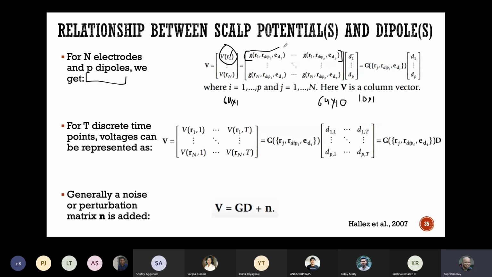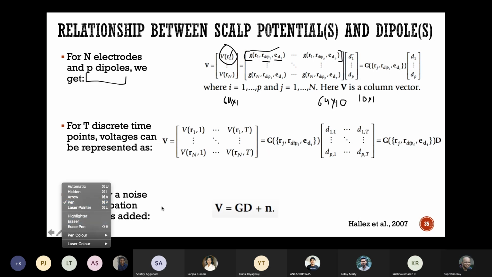Okay, so each element here tells you the voltage that you will get if you had a dipole of some magnitude sitting at a location r dipole, having an orientation e. The orientation is captured here. The potential here is what you want at a location R1.